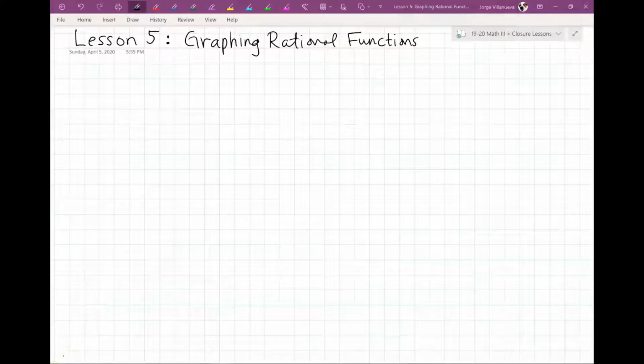Hey guys, for lesson number 5, we're going to talk about graphing rational functions. Now, this is a pretty hefty topic, so we're only going to do 3 examples, but all 3 examples will kind of cover the stuff you're going to see. But these examples take a little while because you do have to find vertical asymptotes, horizontal asymptotes. You got to learn how to do that, how to find your x and y intercepts, etc.